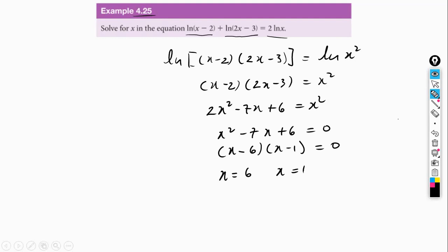But we have to be careful. This is a false solution because if we plug 1 into the logarithms, notice that we would get natural logarithm of minus 1 plus the natural logarithm of minus 1 is equal to 2 natural logarithm of 1. So this is where there's a contradiction. There's no such thing as the logarithm of a negative number. So that means that x equals 1 is what is known as an extraneous solution.